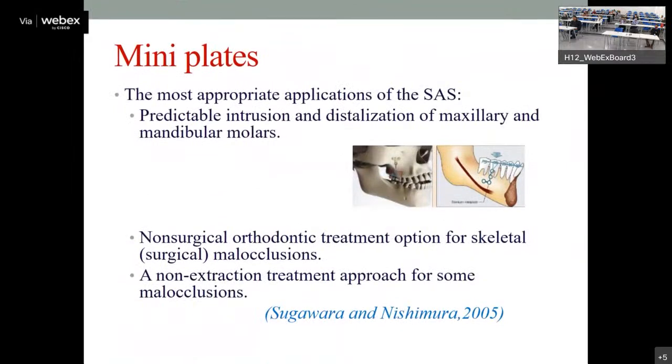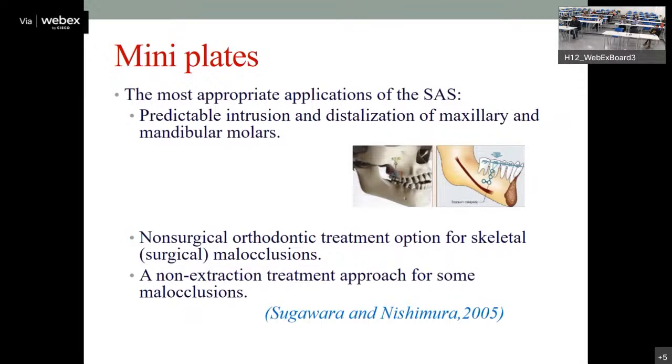So miniplates fit very well for cases of intrusion and distalization of maxillary and mandibular molars. Also for cases that are described as surgical cases. Sometimes by using miniplates you can convert the case from a surgical case that needs orthognathic surgery to an orthodontic case without surgery. You can also convert an extraction case into a non-extraction case by allowing the orthodontist to move the whole segment of the teeth.